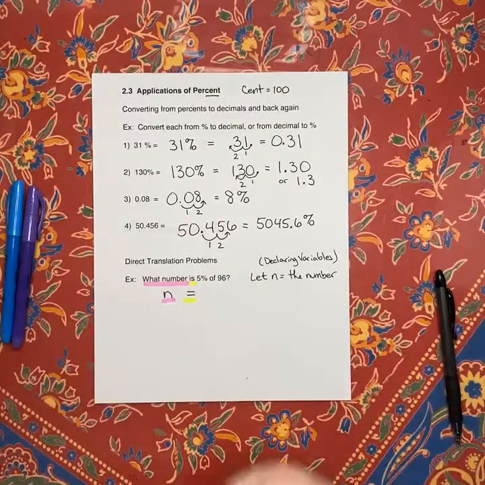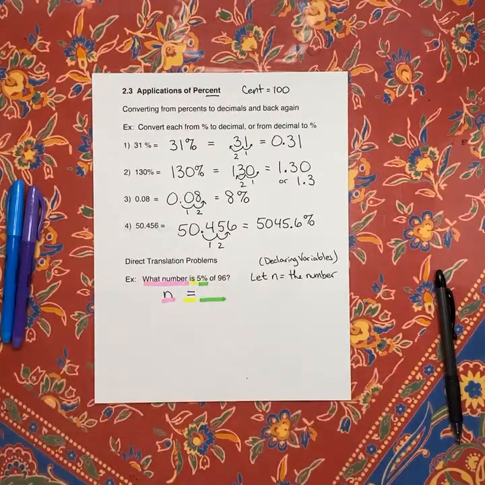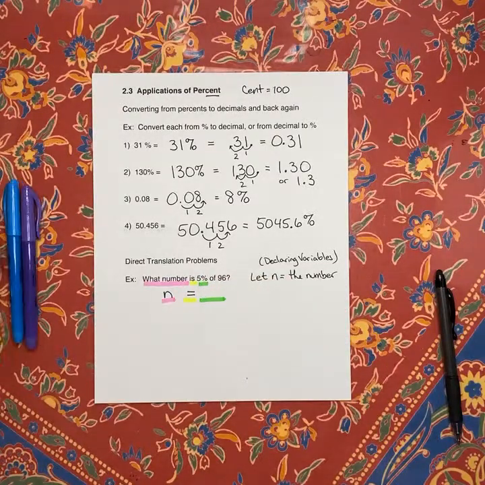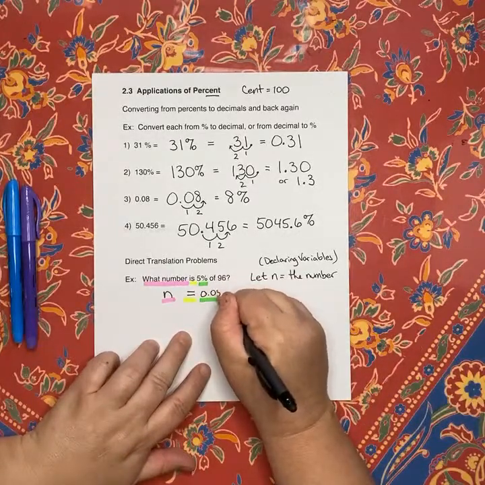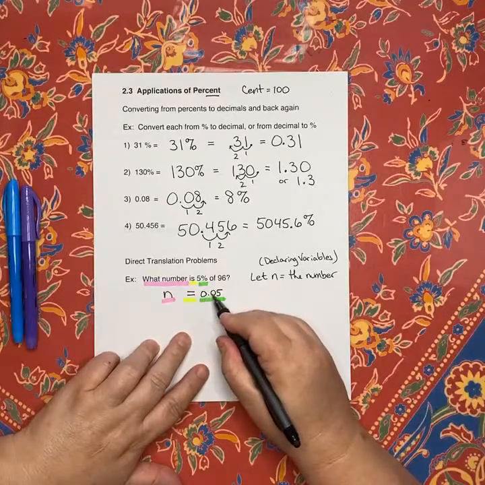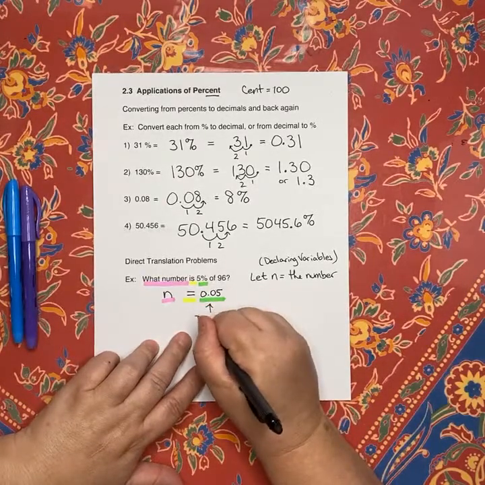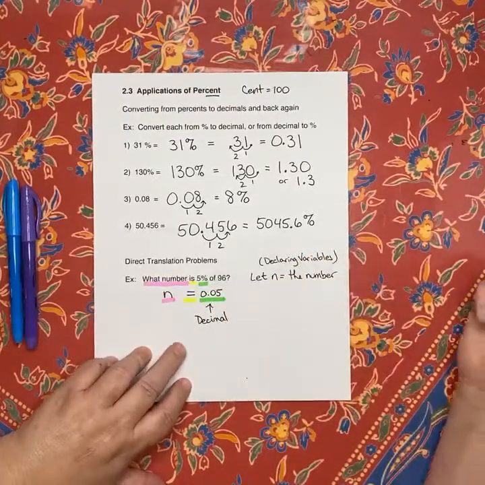Okay, here's where we've got to do some translation. 5%. Okay, 5% is like cents. So 5 cents is $0.05. So 5% is 0.05. This is the decimal that is equivalent to 5%.